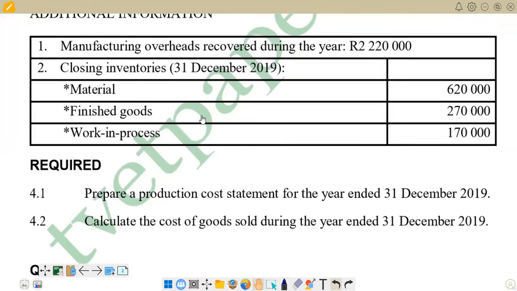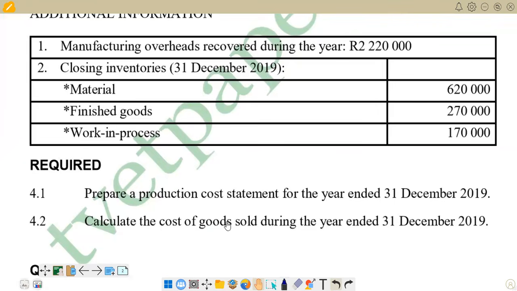Then the one that you are given at the beginning, also take note of the dates so that you can easily identify them as opening inventory. So that is the information that we have. The second part, we have to calculate the cost of goods sold during the year ended 31 December 2019.